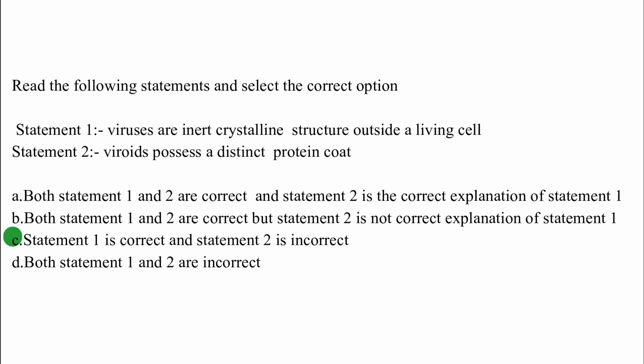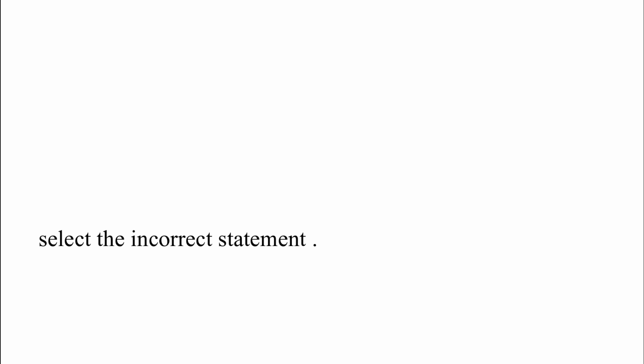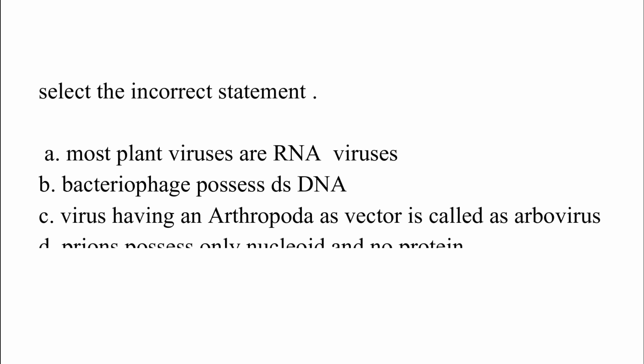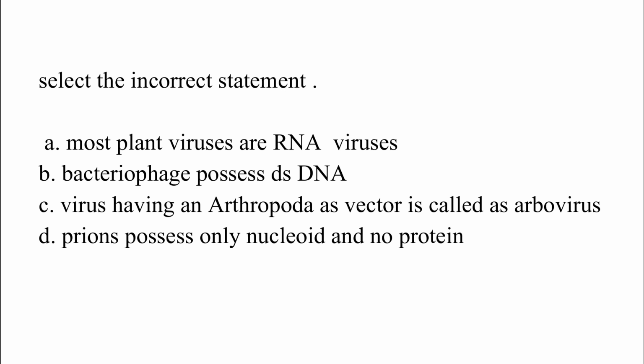Select the incorrect statement. Option A: Most plant viruses are RNA viruses. Option B: Bacteriophage possesses double-stranded DNA. Option C: A virus having an arthropod as a vector is called an arbovirus. Option D: Prions possess only nucleotide and no protein. The correct answer is option D, which is prions possess only nucleotide and no protein.